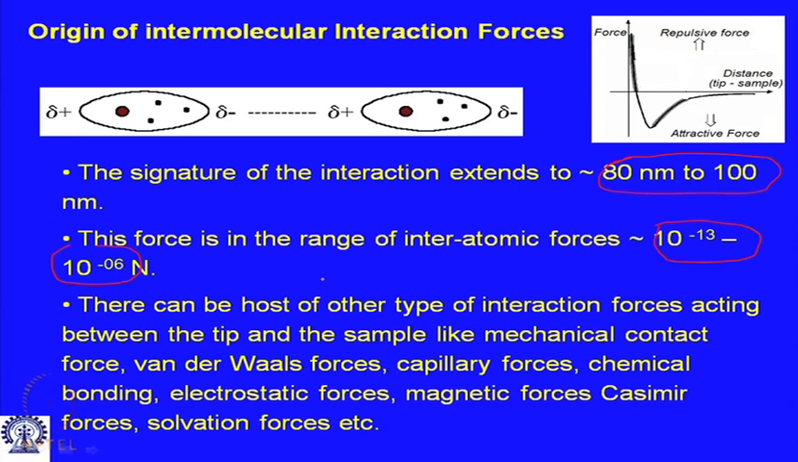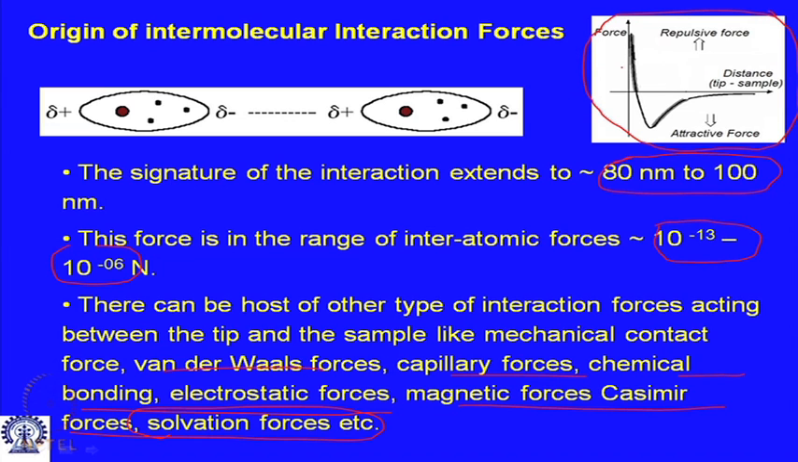There can be a host of other types of interaction forces between the tip and the sample, like mechanical contact, van der Waals, capillary force, chemical bonding, electrostatic forces, magnetic forces, Casimir forces, solvation forces, etc., some of which we will take up in a little bit of detail. But the most important thing to realize is that an AFM works mostly based on the van der Waals forces. I'd like to draw your attention at this point towards this particular potential curve.